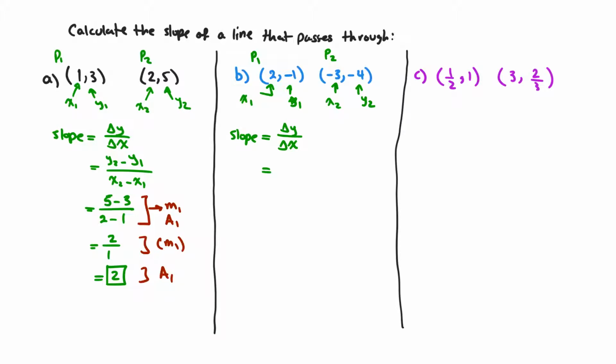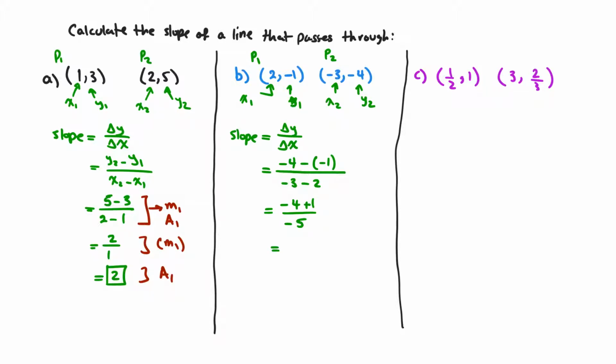My y2 value is negative 4. My y1 value is negative 1. I'm going to make sure that I put this in brackets just so that I can distinguish that, oh, the negative and negative are going to make a positive. And when I divide it, it's delta x, meaning x2 minus x1, so that's negative 3 minus 2. So in terms of calculation, just doing it in 2 steps here, this is the same as negative 4 plus 1, and negative 3 minus negative 2 is negative 5.